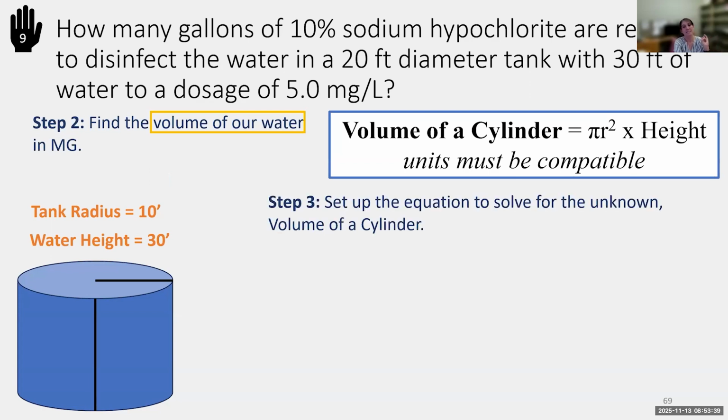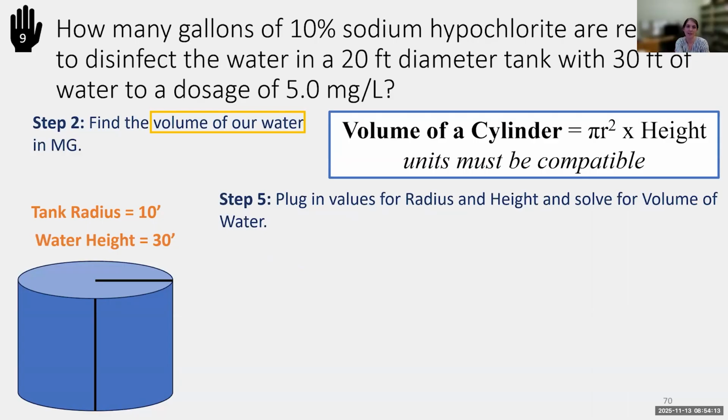Okay, so we're going to set up our volume of the cylinder equation to solve for the unknown, which is the volume of the cylinder, or the volume of our water. They're the same thing in this case, right? So the equation is already set up that way. Next, we make sure that the units match. The equation says the units must be compatible, so they have to be the same units as each other. We have tank radius in feet and water height in feet, so the units do match. We can move on to step 5.